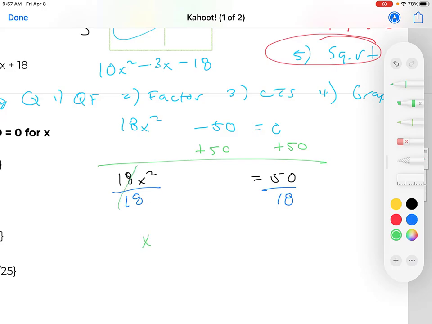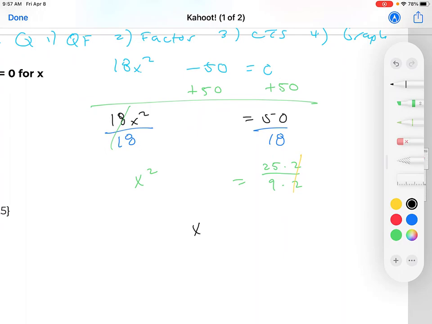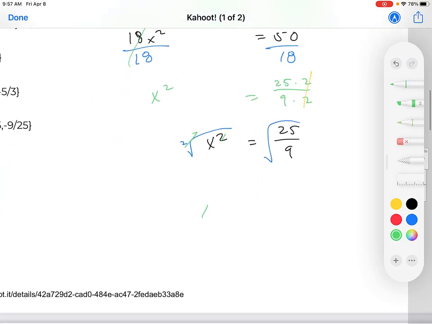So I'm left with x squared equals, I'm going to break these into factors, 25 times 2 and 9 times 2. And the reason why I'm doing that is the 2's will cancel here. So I'm left with x squared equals 25 over 9. To remove the power of 2, I'm going to take the square root because the index there is a 2, so those will cancel. If you take the square root of one side, you have to take it of both sides. Then you're left with x equals, I'm putting this one in red because this is a common mistake. You actually have 2 solutions.